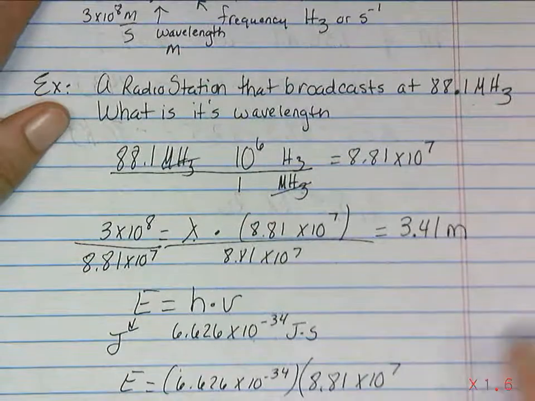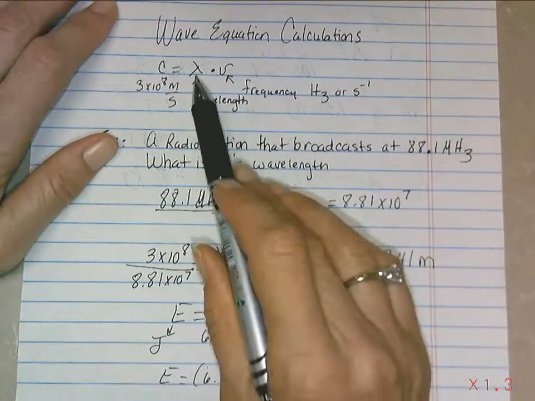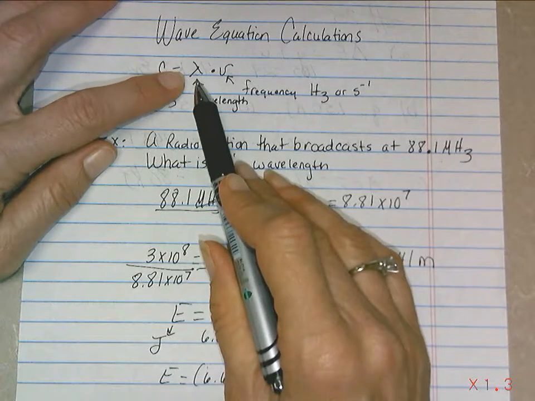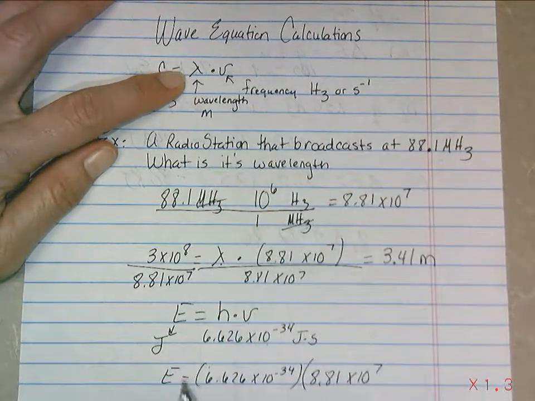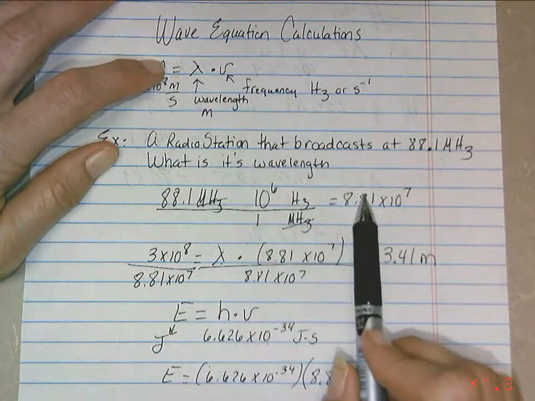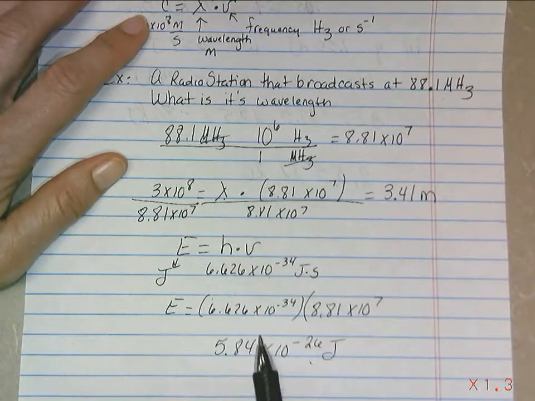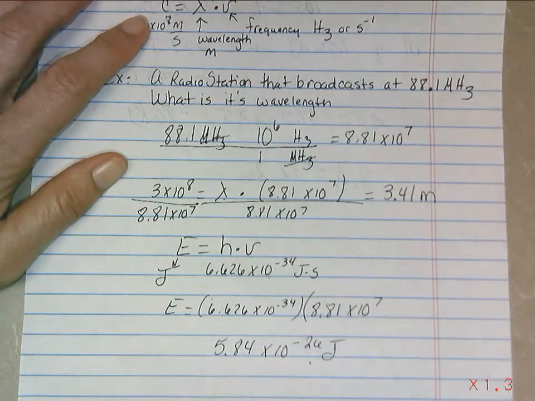Another problem I could ask you to do: what if I gave you wavelength and I asked you to go find energy? Well, you would do this part first. You would find your frequency and then plug it in to this equation. That would be kind of like a two-step problem right there.